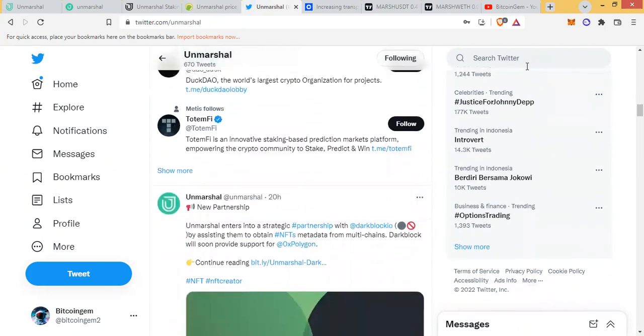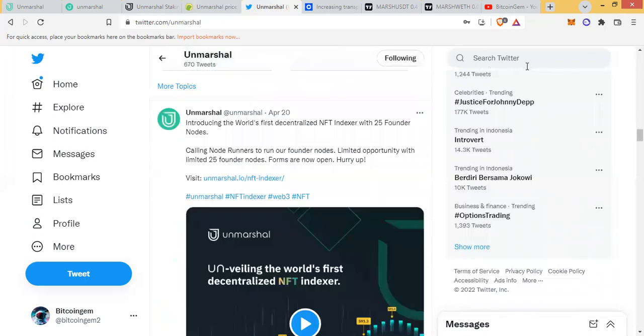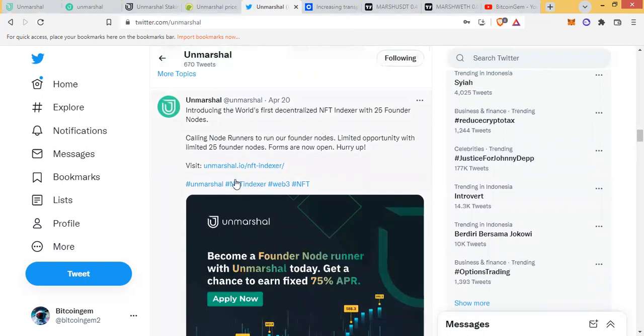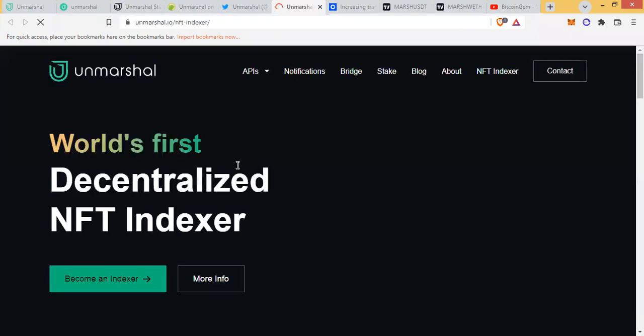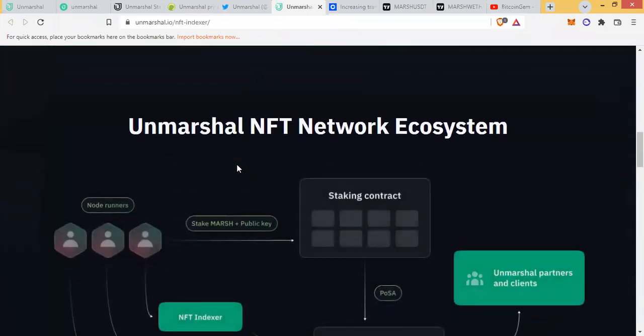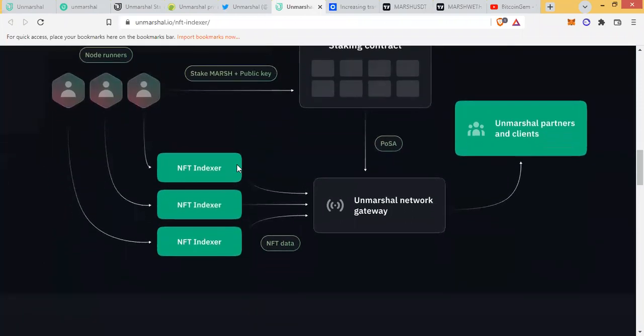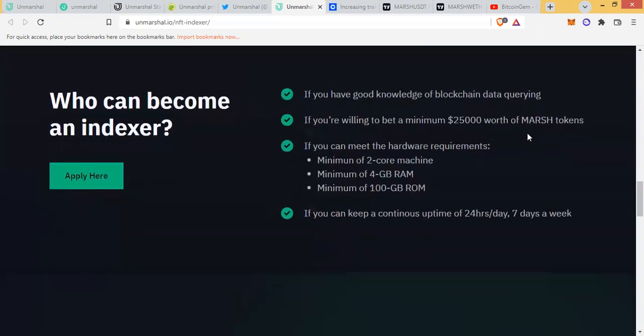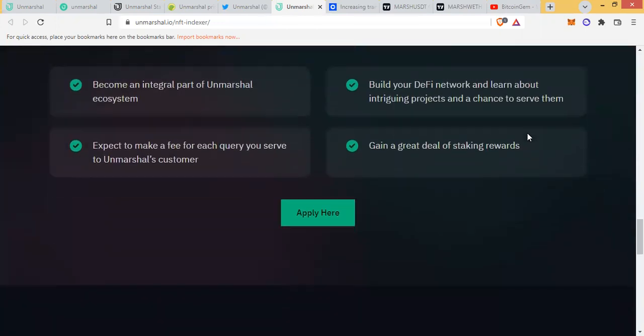One thing which I found very interesting again is NFT indexers. Let me go to the tweet. Yeah. Introducing the world's first decentralized NFT indexer. So if we visit that, you can also become an indexer and join the system. You can run a node, and they have given details of who can be an indexer and what you will require. And again, being an indexer will require a certain amount of MARSH tokens. So there is one utility for MARSH over there.